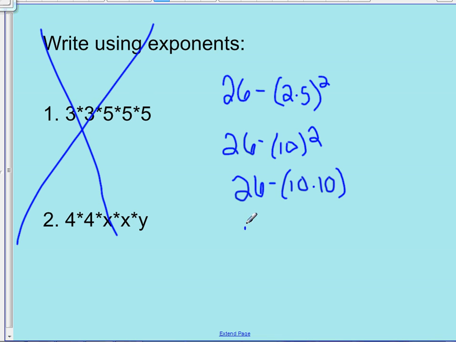Okay? So we have 26 minus 100 because 10 times 10 is 100. And 26 minus 100 is negative 74. Okay? So that's everything that you should need to know about exponents and powers.